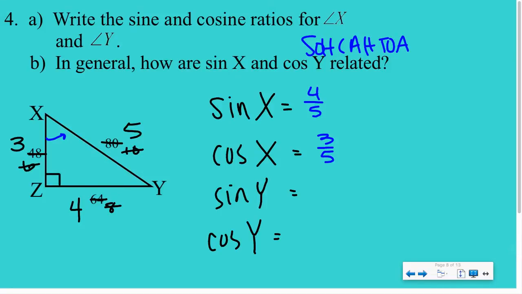Pop, what'd you get for the sine of y? 3/5. How about the cosine of y, Pop? 4/5. Excellent. This is what you should have for your 4 answers. Part B, how is the sine of x related to the cosine of y? My top and bottom ones.